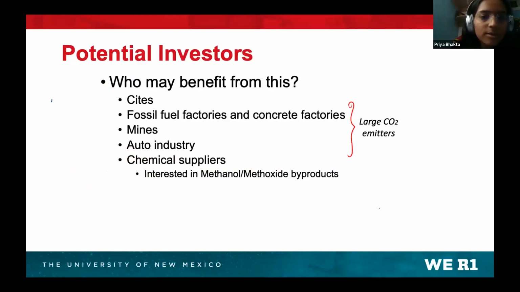So people who may benefit from this are cities in which cars produce CO2 emissions, fossil fuel factories, concrete factories, mines, and the auto industries, which are the largest CO2 emitters, and potentially chemical suppliers, who would be interested in the methanol or methoxide byproducts.